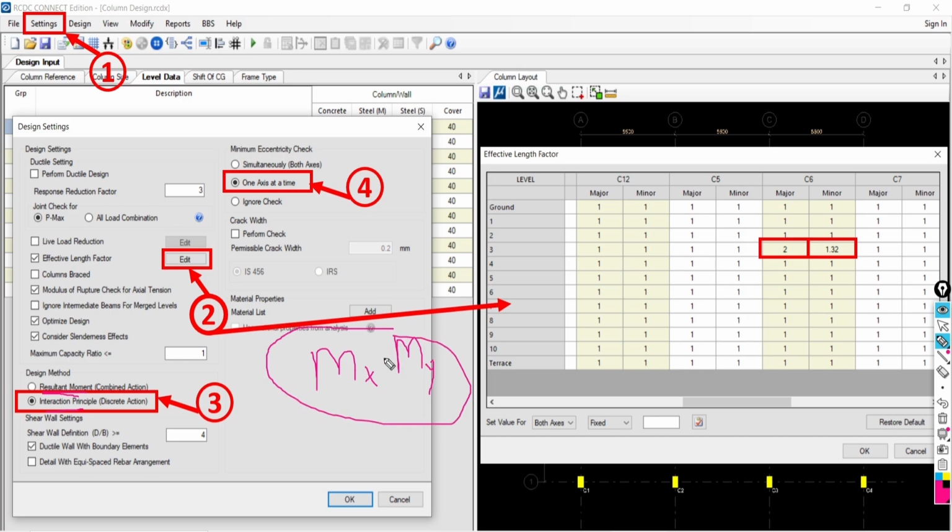And obviously that is not our approach. So while you are practicing with the RCDC software, don't choose this first option, choose the discrete option. Discrete action means to consider the movement separately. Okay, this is also the point which is controlling the design. People are making the mistake here, here, and here. Always choose one axis at a time to consider the minimum eccentricity, as I have explained in detail.